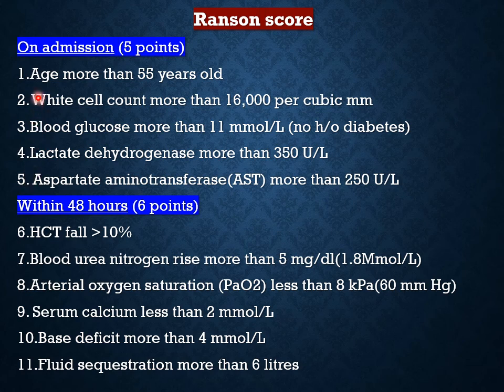If any of them exceeds these limits, it is given a point each. Then you observe the patient during the 48 hours with treatment, and you continue to monitor the following parameters: a fall in hematocrit, a rise in blood urea nitrogen, a decrease in arterial oxygen saturation, a falling serum calcium, an increasing base deficit, and fluid sequestration of more than 6 liters. So you look for these parameters within the 48 hours.